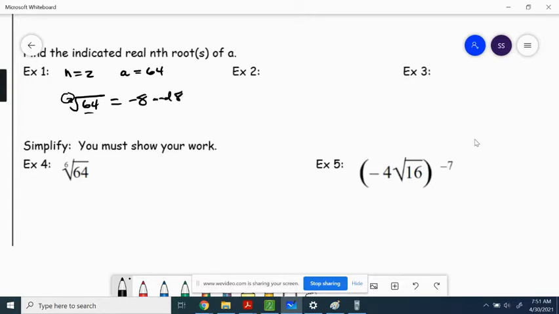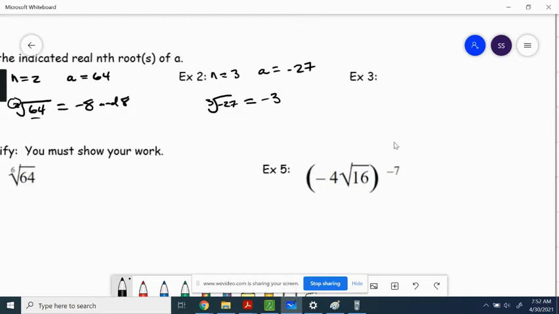All right, example 2, let's go with n equal to 3 and a equal to -27. So that's going to be the third root of -27. Now the a value is less than 0, and we have an odd root. So we will only have one real root, and that would be -3.